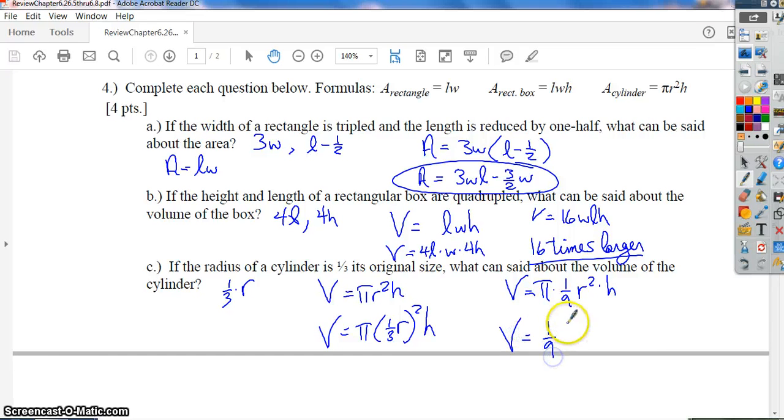So it would appear to be 1/9 of the volume. So it's 1/9 of the original volume.